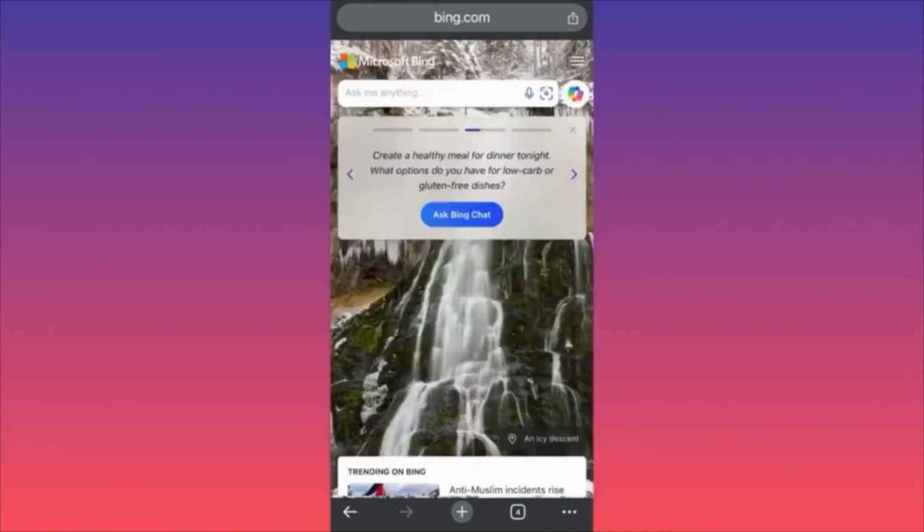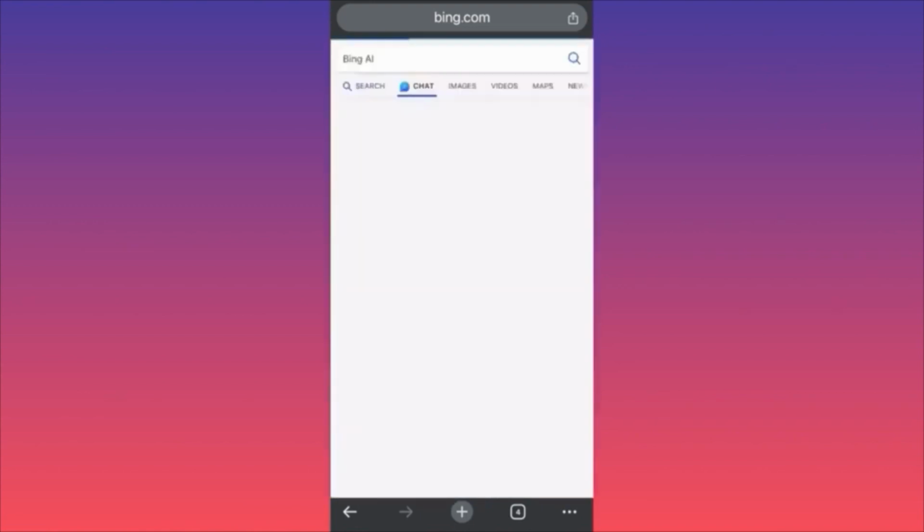Hi guys, in today's video I'm going to show you how to use Copilot from Bing AI. If you come over here, create your account and log in to bing.com, you have this small icon next to the search bar, the colorful one. You want to click on it, right?